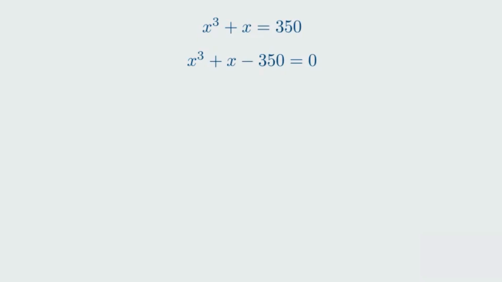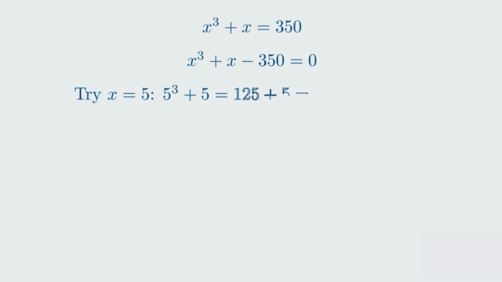One strategy for polynomials is to test for integer roots using the rational root theorem. However, there's a faster way in this specific case: estimation. Let's try a few integer values for x and see if we can find a root. We want x cubed plus x to be 350. Let's start with x equals 5.